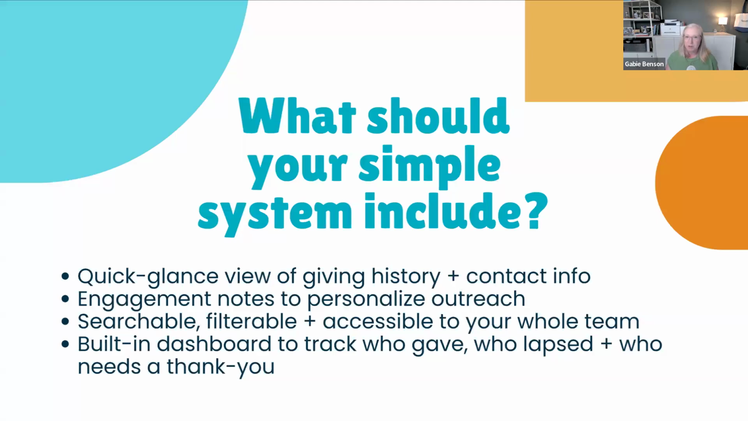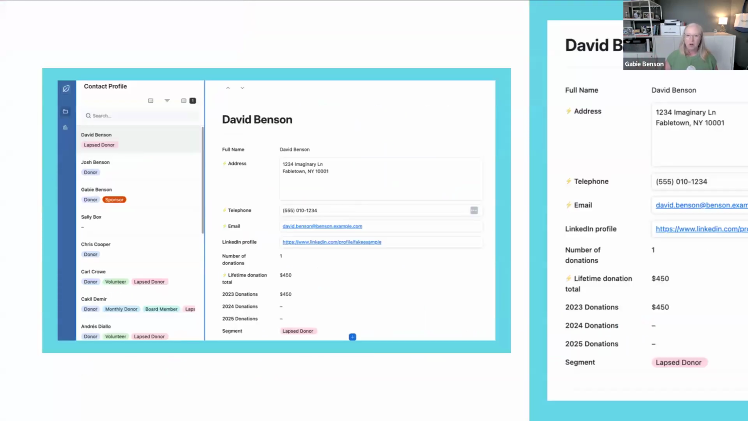Your donor information should be at your fingertips, not buried in endless spreadsheets or a CRM that you don't know how to use. So I highly recommend exploring a structured system like an Airtable database that lets you quickly search, filter, and update donor records effortlessly. Your ideal system would have a quick at-a-glance view of giving history and contact information, engagement notes to personalize outreach, be searchable, filterable, accessible to your whole team, and have built-in dashboards to track who gave, who lapsed, and who needs to be thanked.